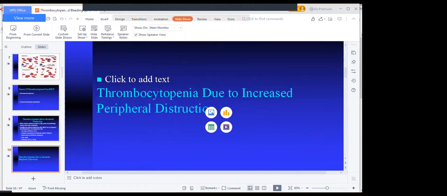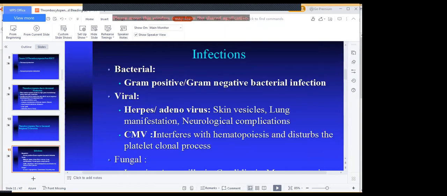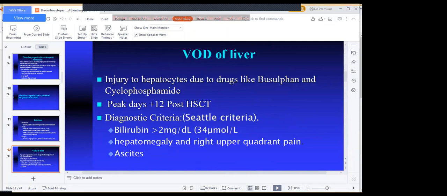Thrombocytopenia due to increased peripheral destruction. It's infection. Infections are bacterial, gram-positive or gram-negative, viral, herpes with skin vesicles, lung manifestation, neurological complications, and CMV, which interferes with hematopoiesis and disturbs the platelet clonal process, and fungal infection.